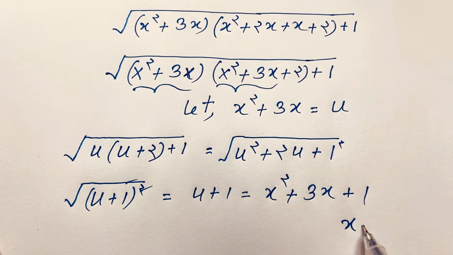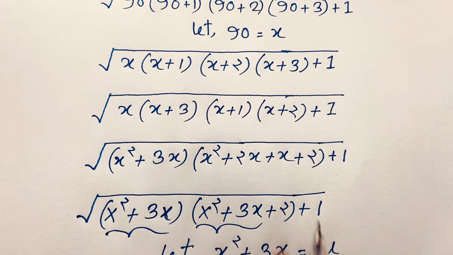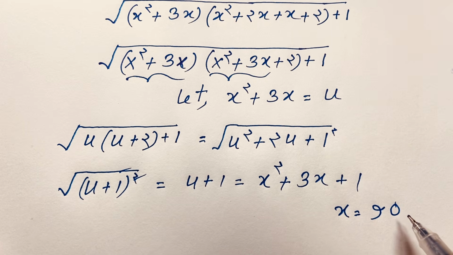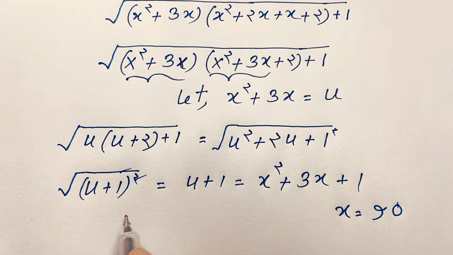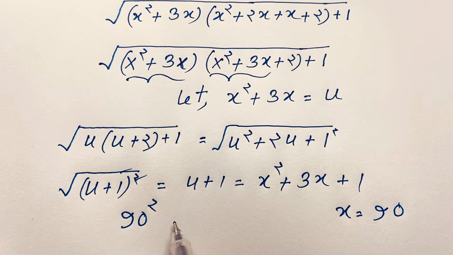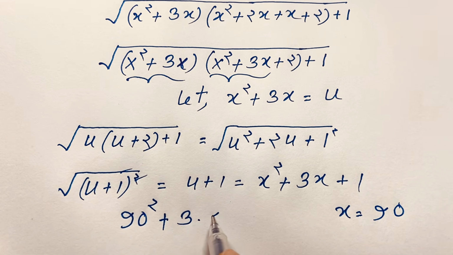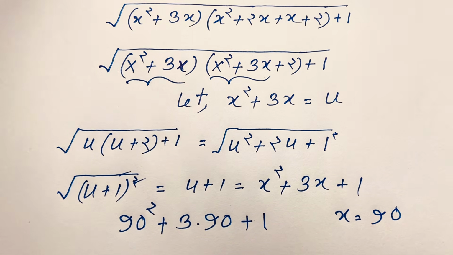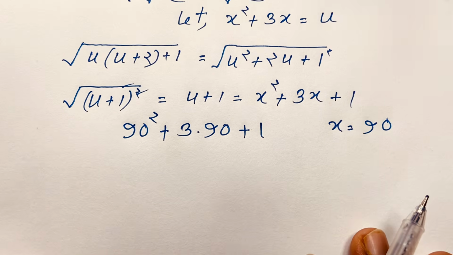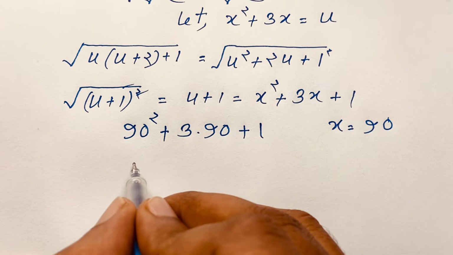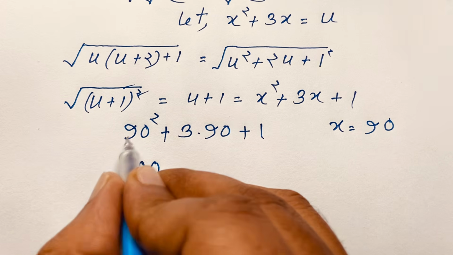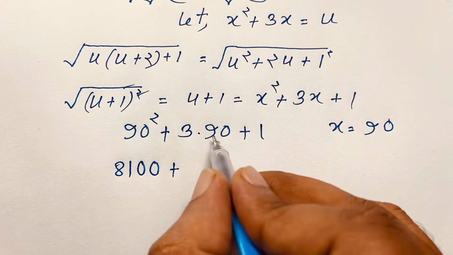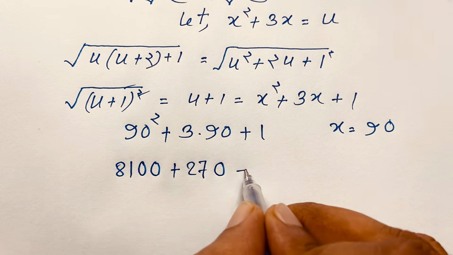Now remember that first of all we substituted this below here, x is equal to 90. So I take this below here, x is equal to 90. Now this x square, which is 90 to the power 2, plus 3 times x, x is equal to 90, plus 1. Then at this moment you can see this expression, 90 to the power 2, it will be 90 times 90, which is 8100. Then 3 times 90, this is 270 plus 1.